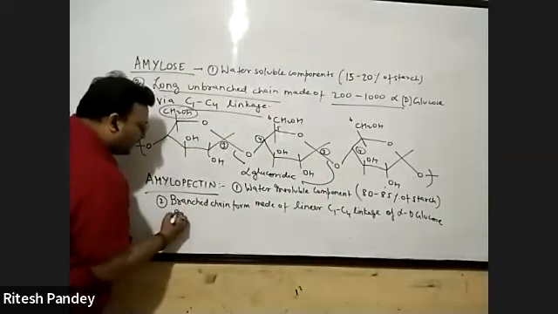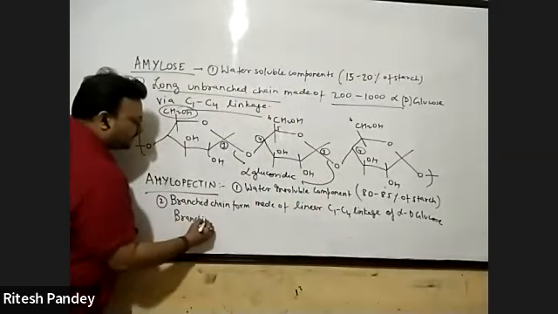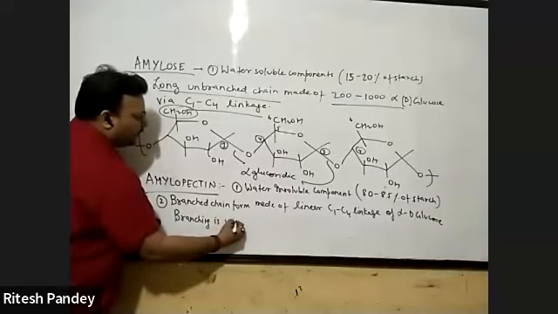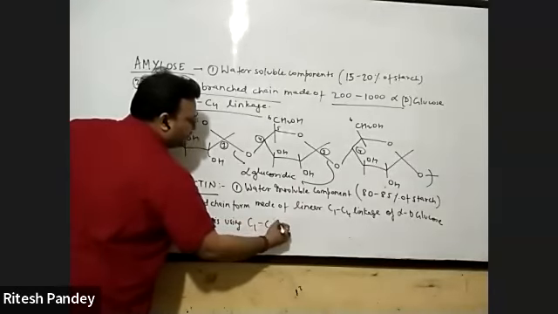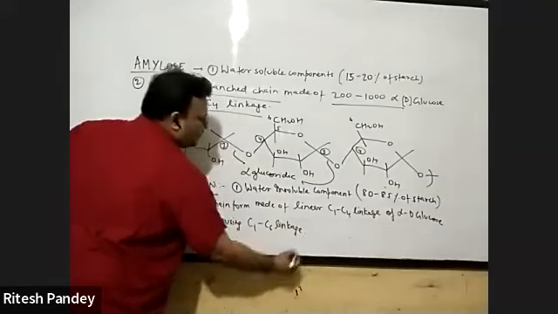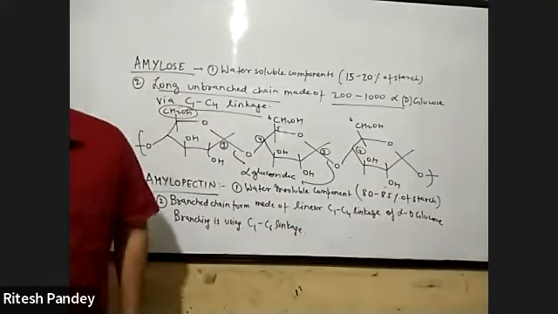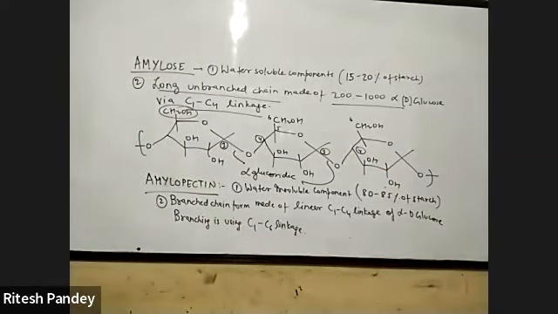And the branching is using C1, C6 linkage. So once you have copied it, I want to explain it to you. It's called the branched chain form polymer made of linear C1, C4 chain links, and the branching is using C1, C6 linkage.